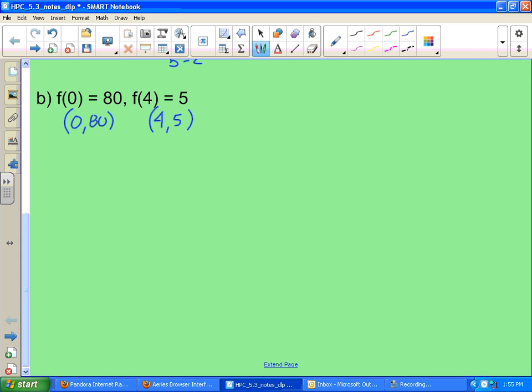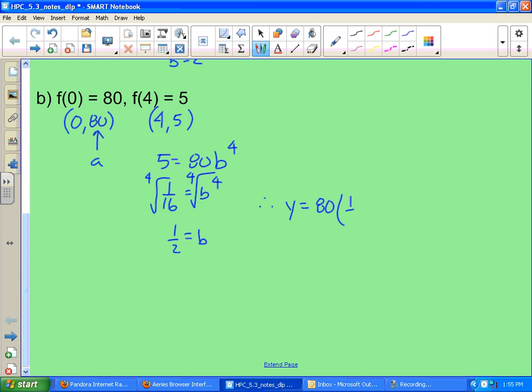We get 4, 5. So here we're gonna... There's my A. And then I'd have 5 is equal to A B to the 4th power. So divide the 5 by the 80, and we get 1/16 is equal to B to the 4th power. And then now I'm undoing that with the 4th root. And the 4th root of 16 is 2. So we have 1/2 is equal to B. Therefore, Y would equal 80. There's my B to the X power.